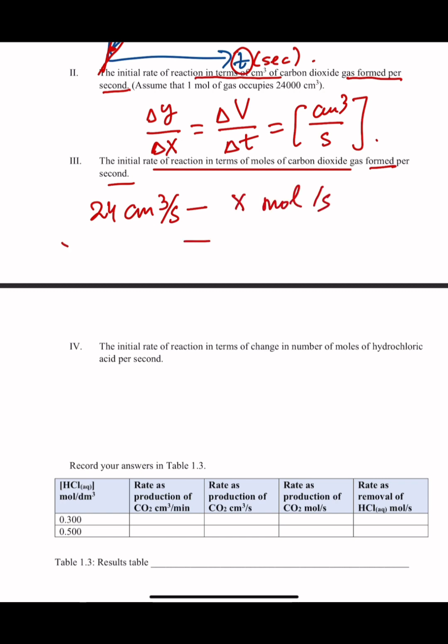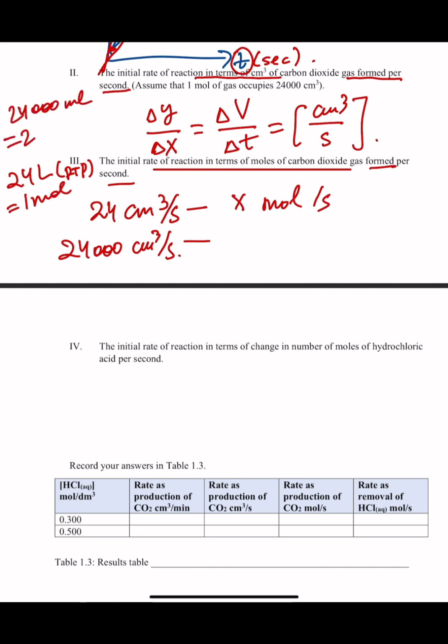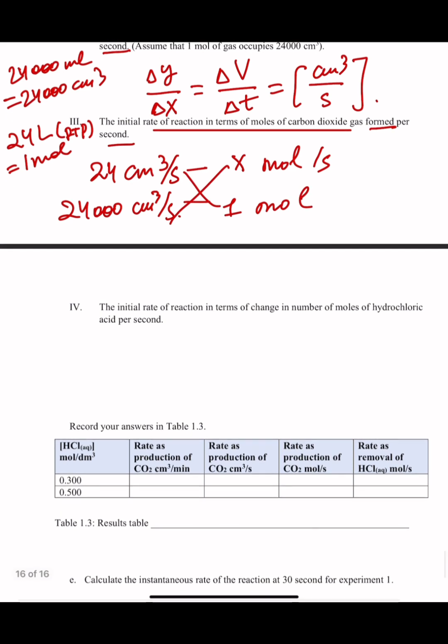You know that 24,000 centimeter cube per second. Do you remember 24 liters at room temperature, RTP, was 1 mole, right? So that 24 liters is 24,000 milliliters, which is 24,000 centimeter cube. So 24,000 centimeter cube will be 1 mole. Now you do your cross multiplication and you get your moles.